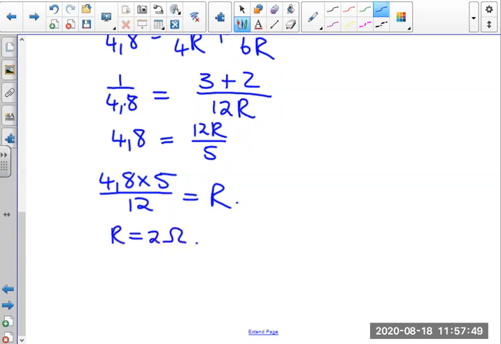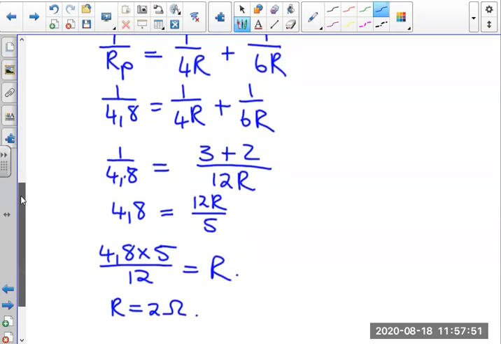Okay, so this is the maths that you're going to do. It's 1 over R parallel equals 1 over 4R plus 1 over 6R. Then I get the total over 12R, because 4 goes into 12 three times and 6 goes into 12 two times. And then I manipulate the formula and get an answer for R at the end. Okay, remember that's just 1R.